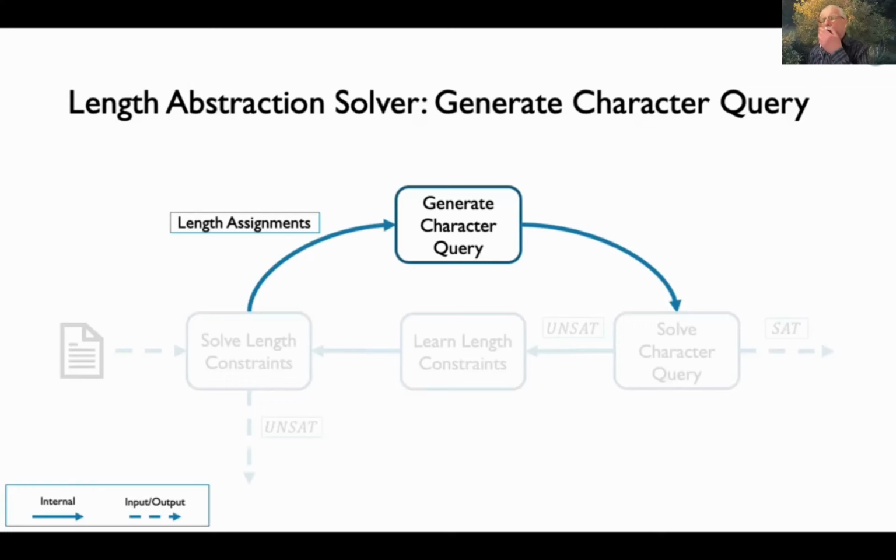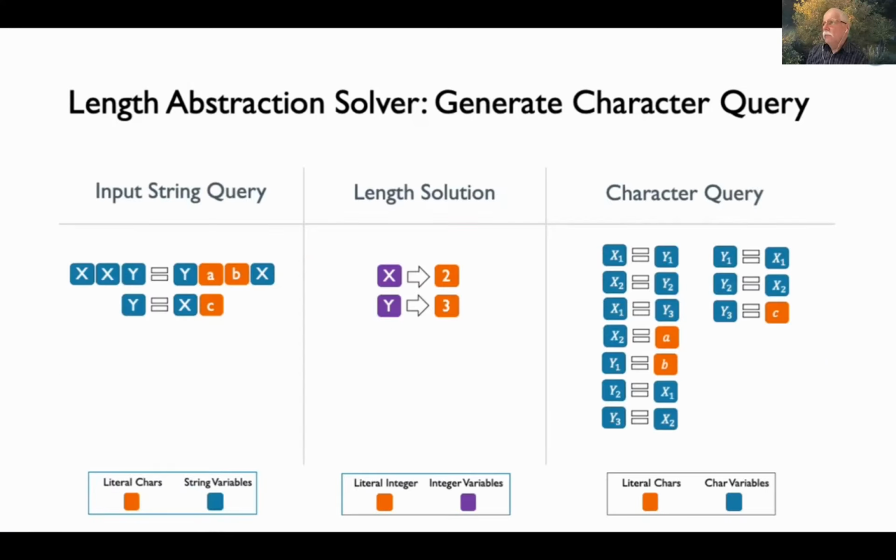Once we have lengths for all the string variables in the input query, we can then generate a fixed length query, or a character query. So in more detail, on the left, we have the original input query we saw before. In the middle, we have the length solution that we previously found. And on the right, we have the corresponding character query.